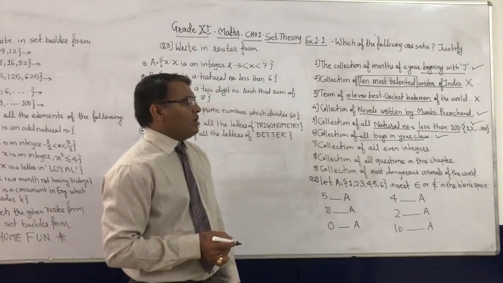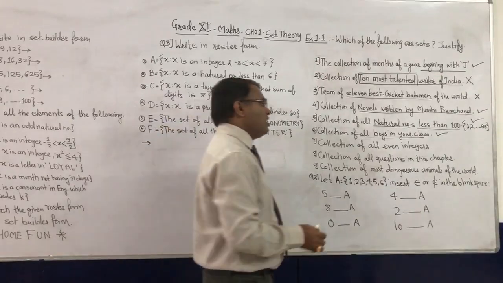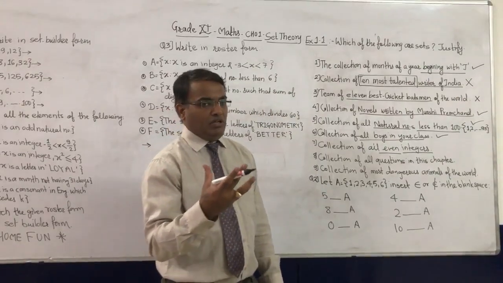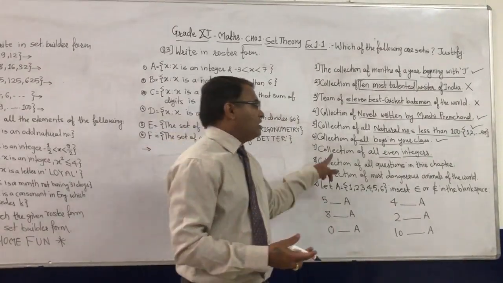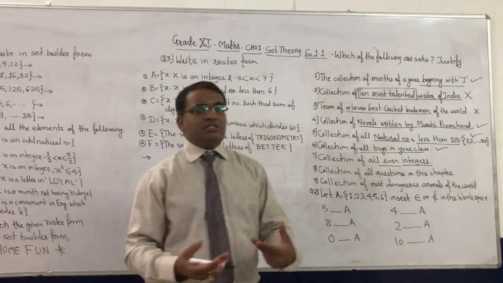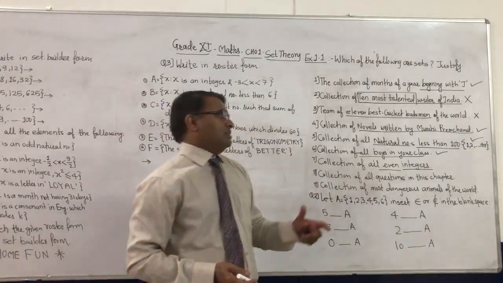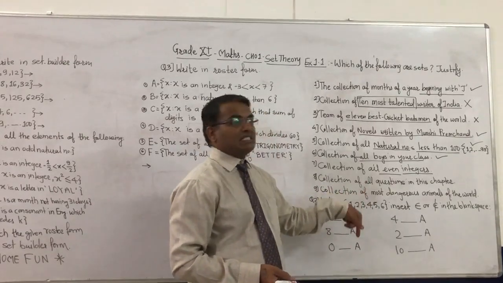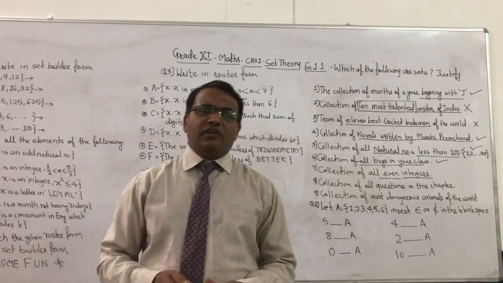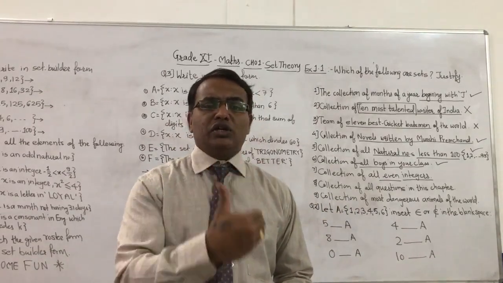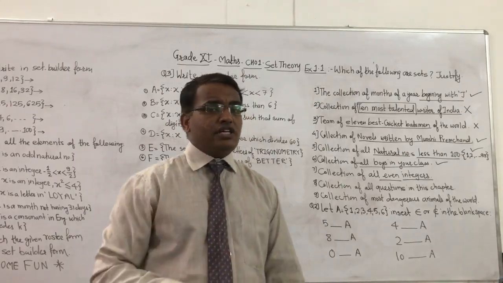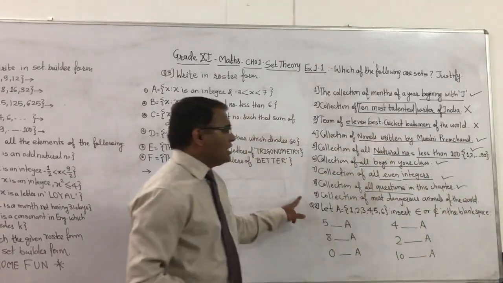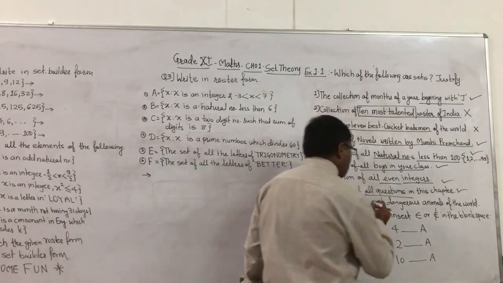Next one, collection of all even integers. First is integer, and the next well defined term is even, and only integers. The collection of all even integers is again a well defined term. That's why it is again a set. Now the collection of all questions in this chapter, chapter number 1, we can find out easily. We can make out the collection of all the questions of this chapter. So again it is a set.